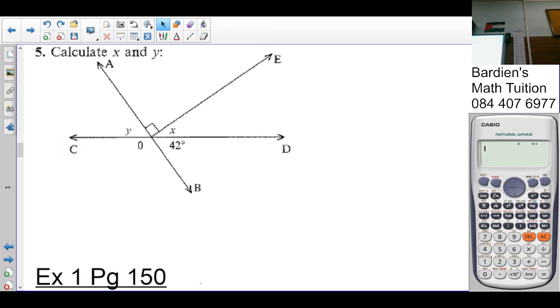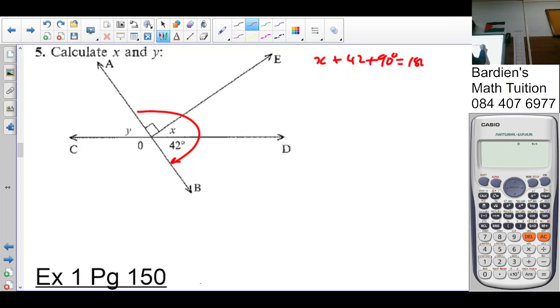Right. So how do you calculate x? x plus 42 plus 90 equals 180. Reason: straight line. So that's going to give you x is equal to 180 minus 42 minus 90, which is 48 degrees.